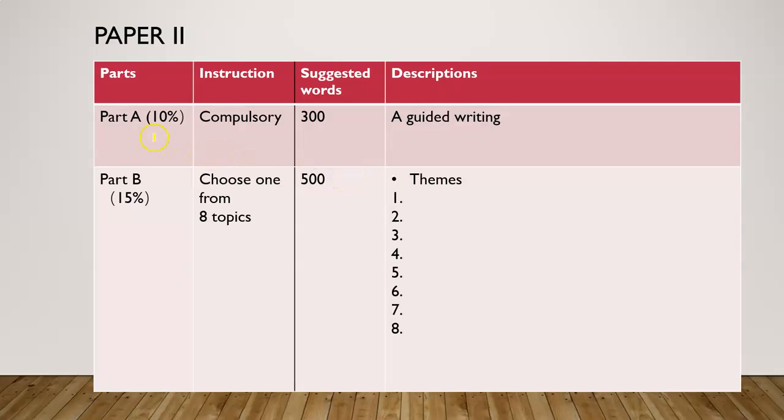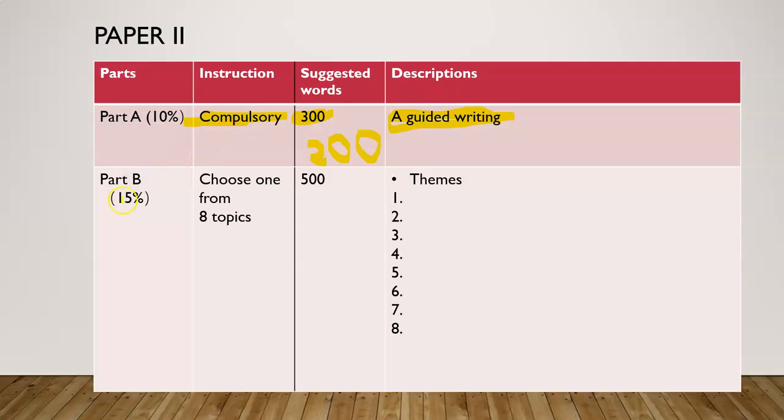For paper 2, there are also 2 parts. Part A, 10%, and Part B, 15%. Part A is compulsory. Suggested words, 300. If you look at the paper, it's written 200. But I suggest you write more than that. Normally, it's our guided writing. They will give you instructions or even subtitles.